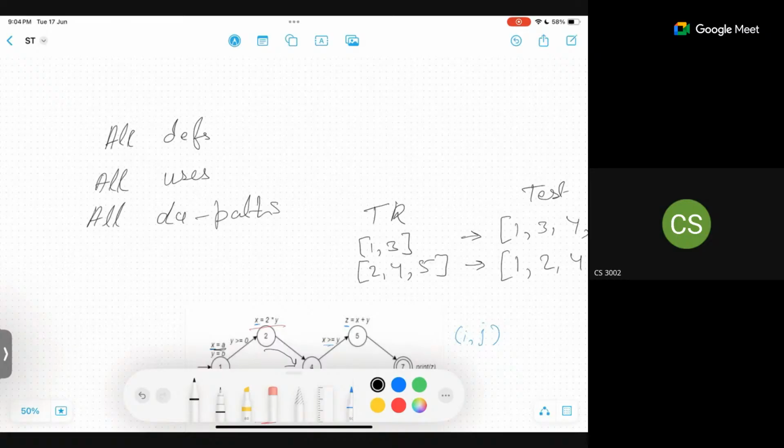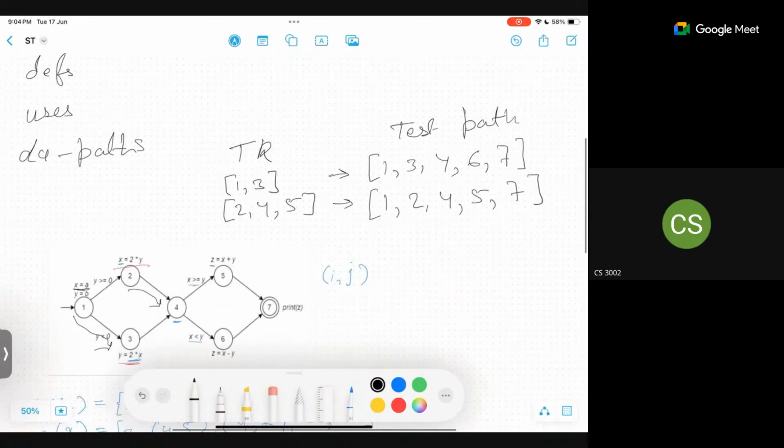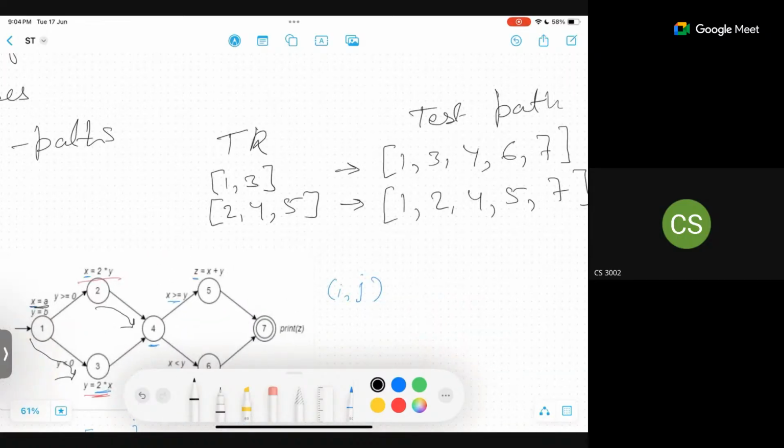So the thing with all uses is, as mentioned on the slide, let me quickly take a look at that. Yeah, all uses requires us to cover at least one path for every def-use pair. So what you are going to do here is go through all uses through all definitions. In all defs we did the other way around, right? In all defs we said you have to cover all definitions and take at least one use, any use.